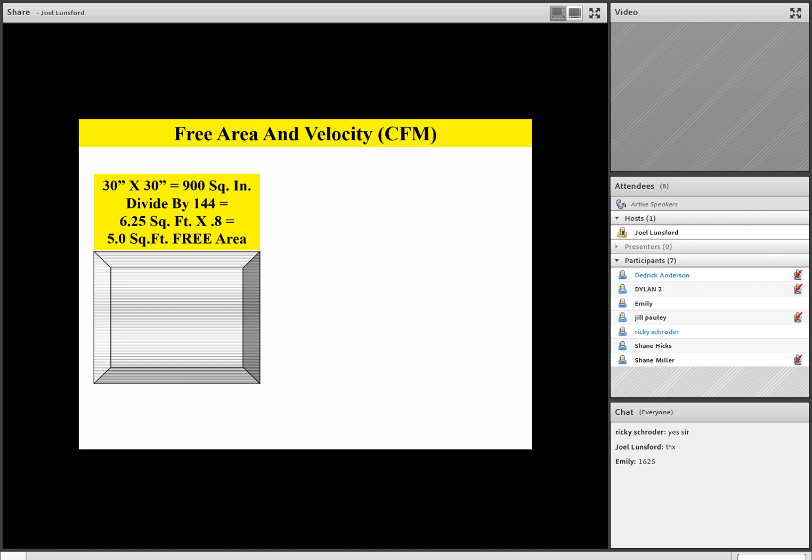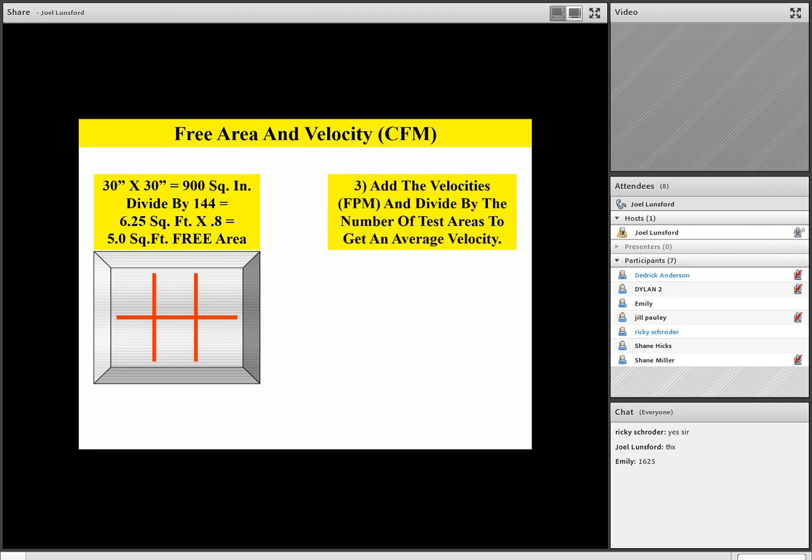We then divide that grill into 4 to 12 equal test areas like we did before. Now go ahead and clear your calculator for me. We're going to add the velocities and divide by the number of test areas to get an average. And then we'll multiply the average velocity by the free area of the grill to obtain the actual CFM moving across that register or grill. So clear your calculator for me. Our first reading is 320 feet per minute.